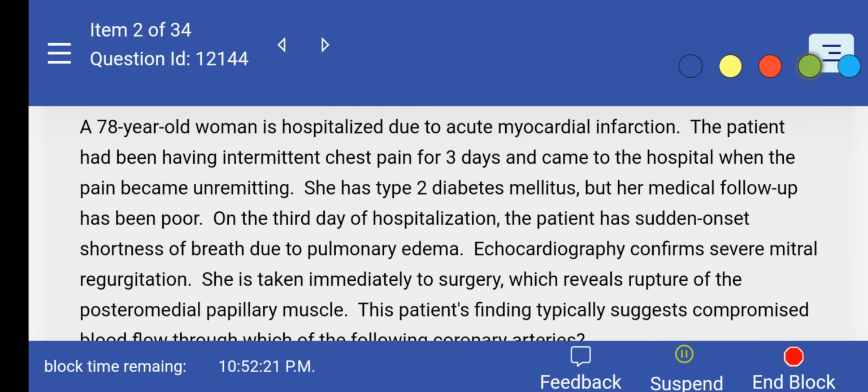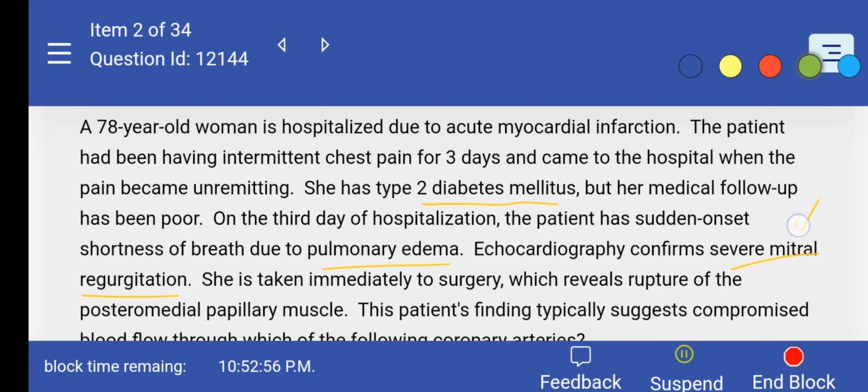Okay, moving to the second question. A 78-year-old woman is hospitalized due to acute MI. The patient had been having intermittent chest pain for 3 days and came to the hospital when the pain became unremitting. She has type 2 diabetes mellitus, but her medical follow-up has been poor. On the third day of hospitalization, the patient has sudden onset shortness of breath due to pulmonary edema. Echocardiography confirms severe mitral regurgitation.